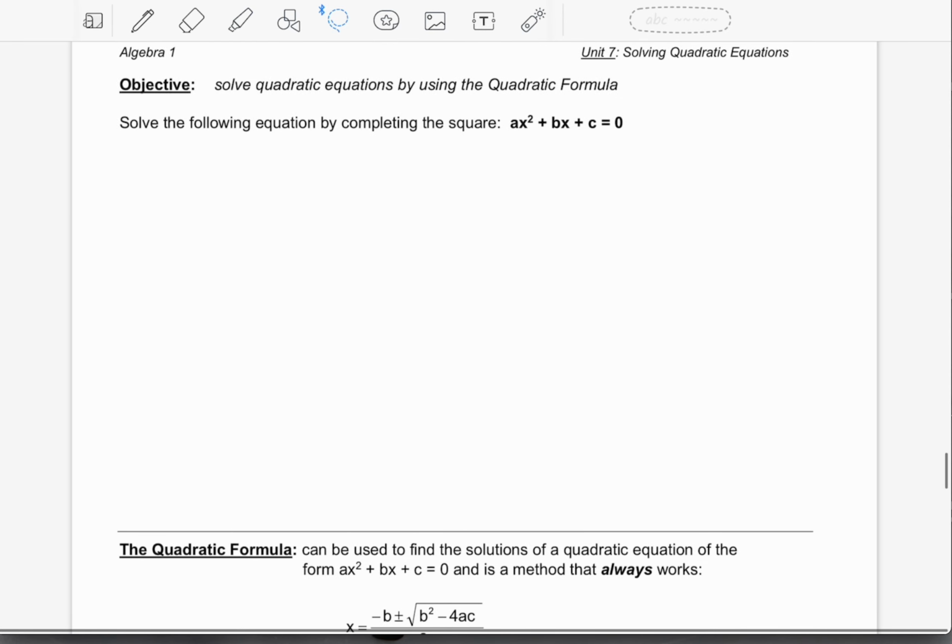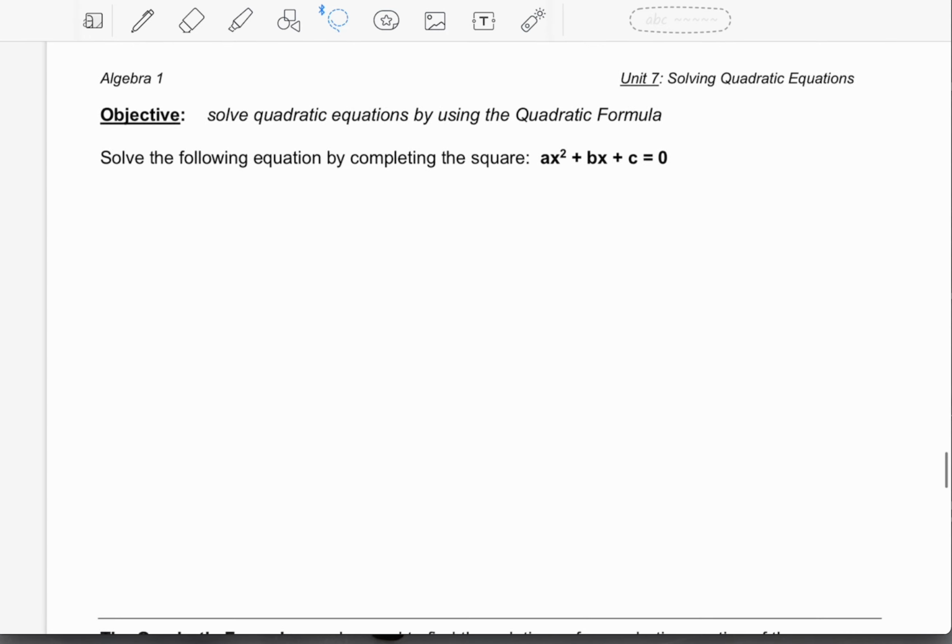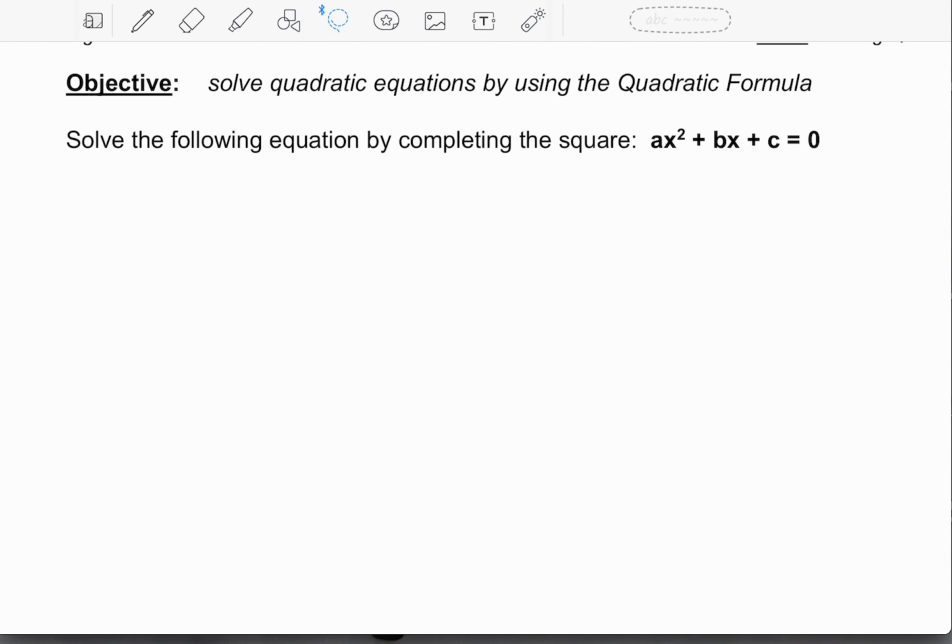There are multiple derivations of this formula, but the most popular one, at least in my opinion, is the completing the square method. So I'm going to rewrite. Essentially, this is the problem. Before it would be something like 2x squared plus 5x plus whatever. Now it's ax squared plus bx plus c equals 0. So no numbers, only variables. But we're still going to follow the same process.